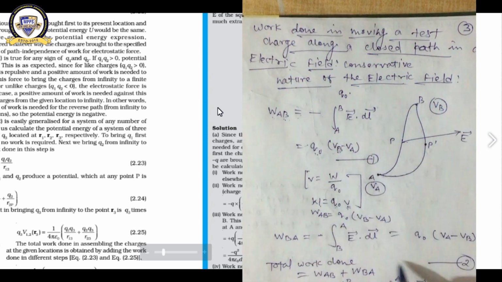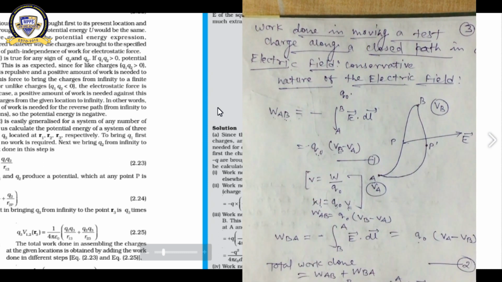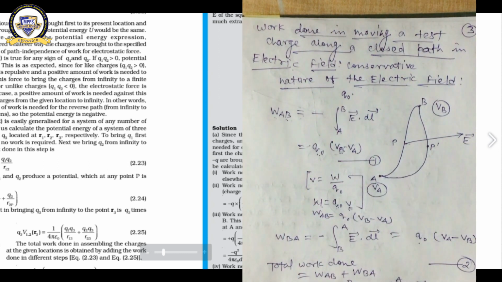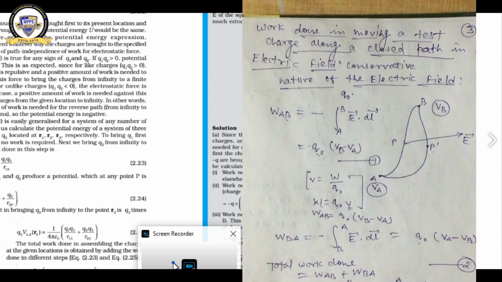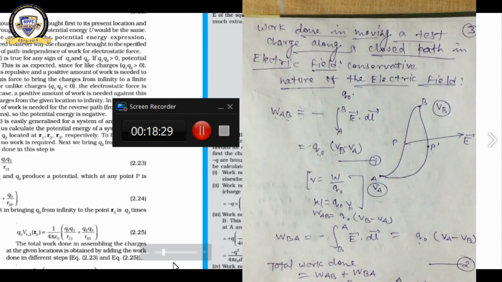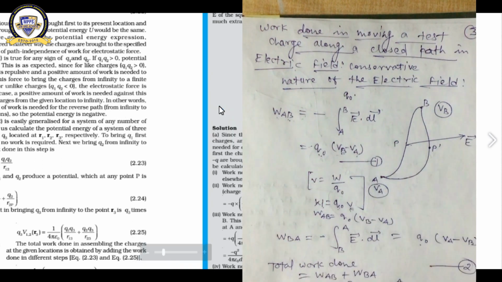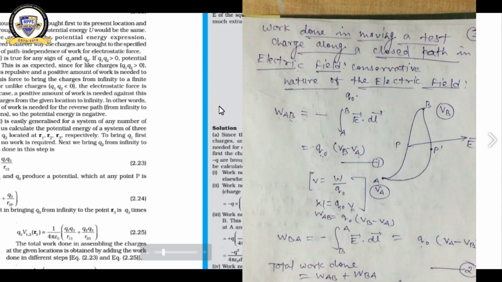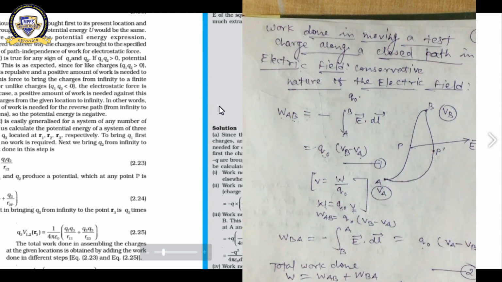here it is Q naught and here it is Q naught. Q naught is common, so we can write VB minus VA and plus VA minus VB. By adding equation first and second, what we get? Q naught, VB and VB cancel and VA and VA cancel. Here it is 0. So, the total work done W is equal to 0.